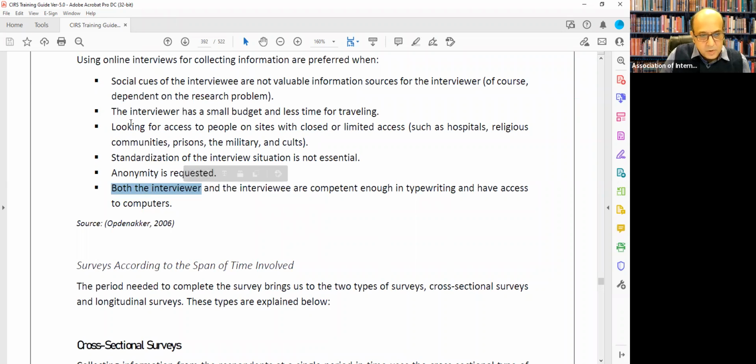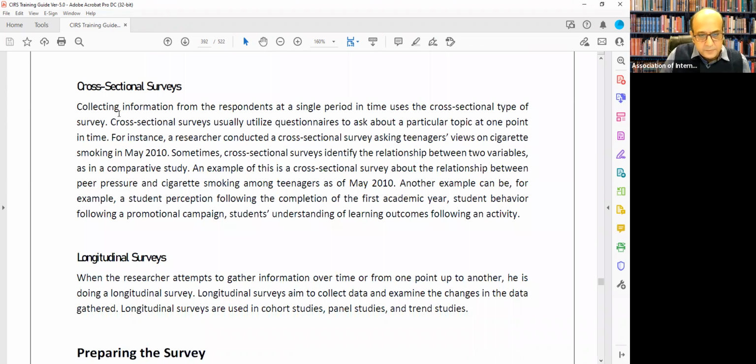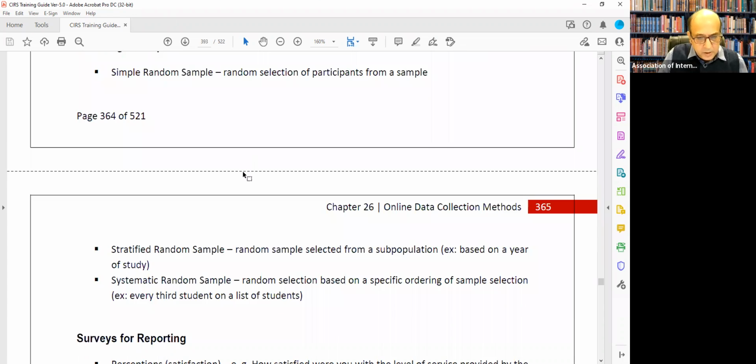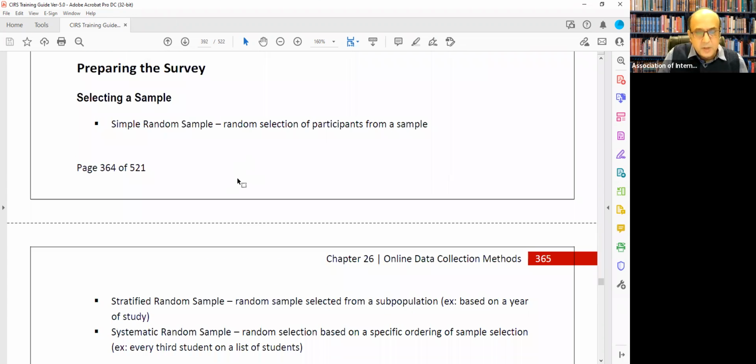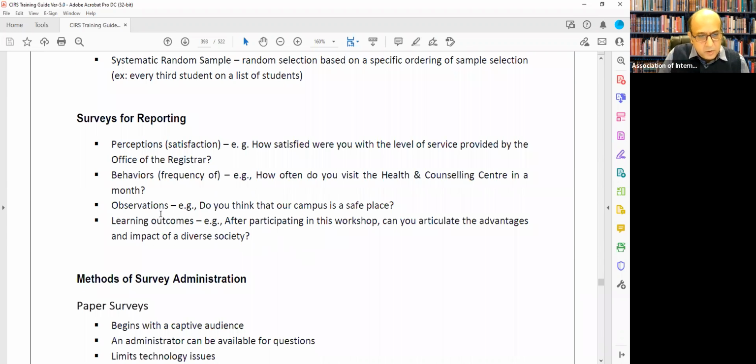Using the tool collecting social cues, the interviewer has a small budget looking for access to people on set standardization. Okay. Cross-sectional, collecting information from the respondents, so we've considered that. Preparing for the survey. Okay. So whenever you're preparing for the survey, the most important thing is your sample. How you've collected your sample has to be not only organized, but it has to have a rationale for someone to express why you chose certain sampling methods. That we have dealt with already.